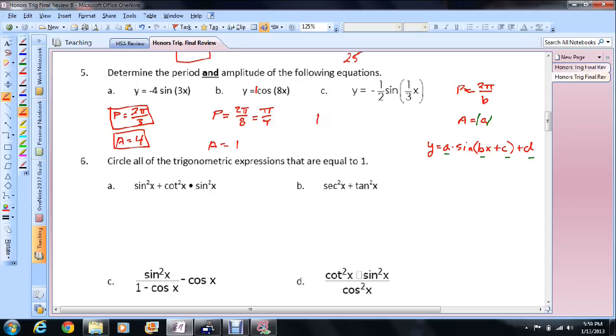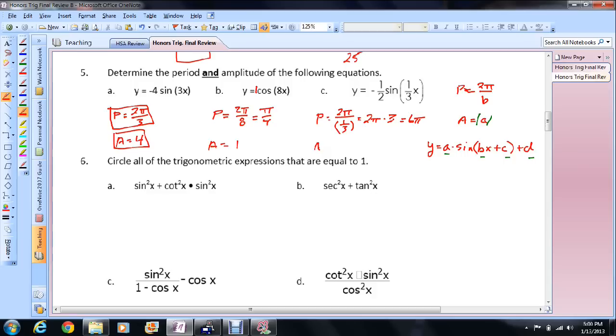And our period for part C, 2 pi divided by 1/3, which if we multiply by the reciprocal of 1/3, reciprocal of 1/3 is 3, so we're really just multiplying 2 pi by 3, and we get a final answer of 6 pi.